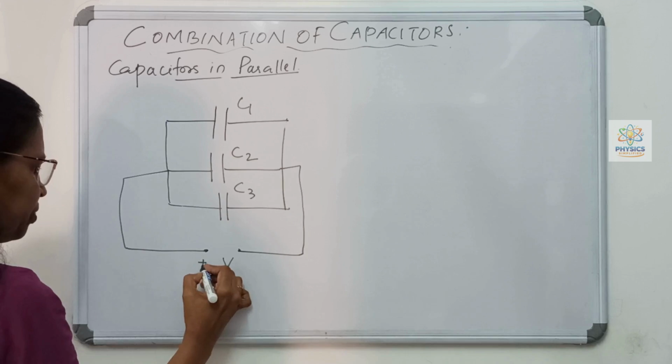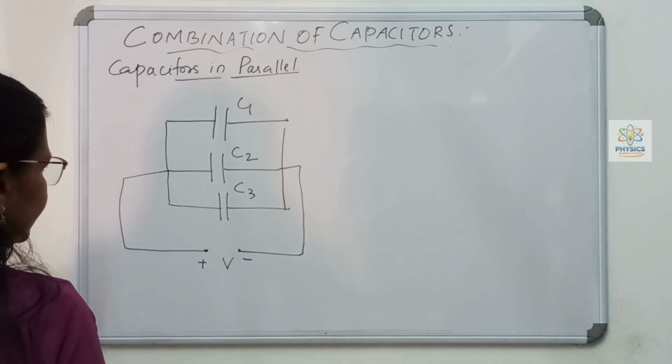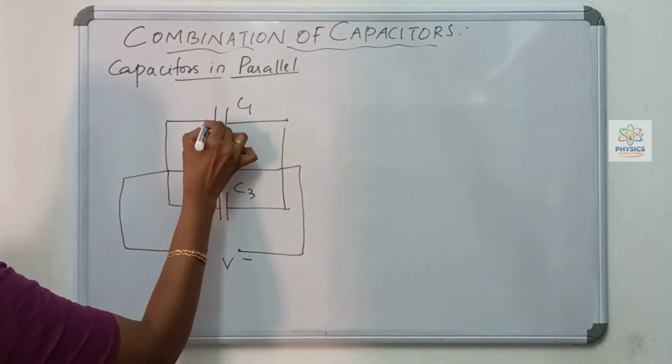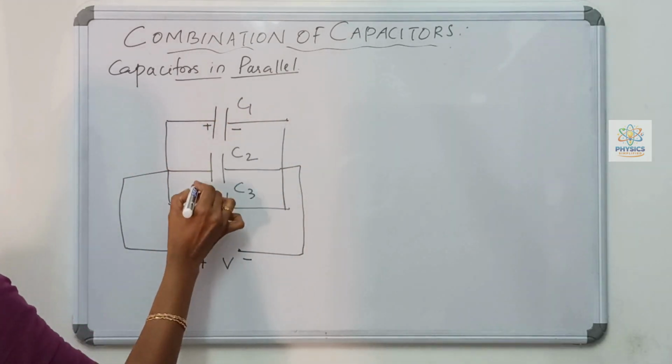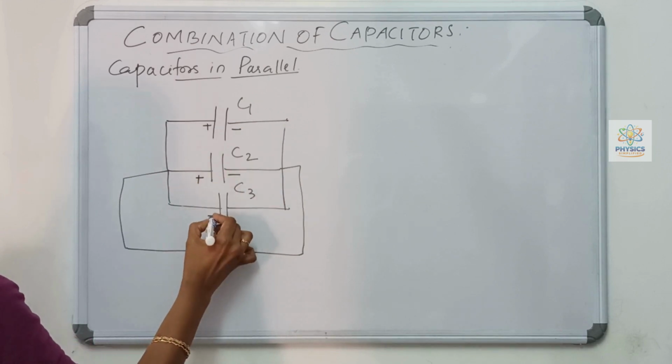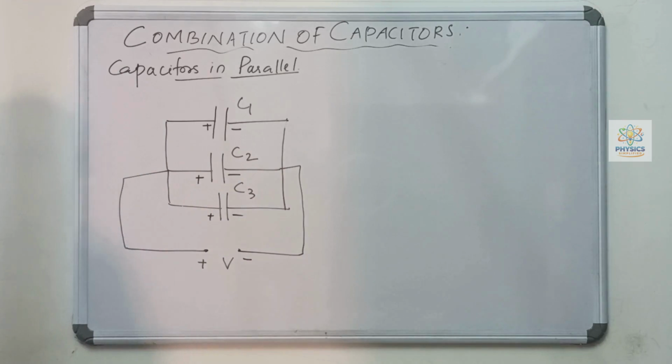So this is the positive terminal. Here it is the negative terminal. So this terminal is positive. Here it is negative. Positive, negative, positive, negative. In parallel combination, the potential always remains the same. Only the charge is varying.